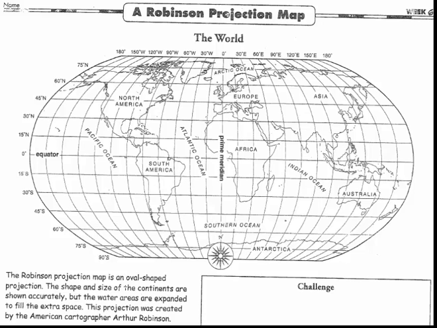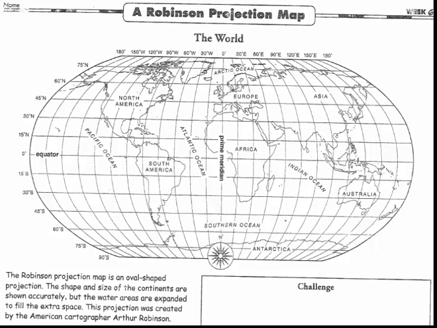One type of projection map is called a Robinson projection map, which is this type right here. By the way, a Robinson projection map is an oval-shaped projection. The shape and the size of the continents are all going to be accurate on this. So if you see North America and South America, the sizes and shapes should be accurate. But take a look at the oceans for a second. You can see that the oceans look a lot bigger than they really are, and that's to fill the extra space. So the oceans are a little bit off.